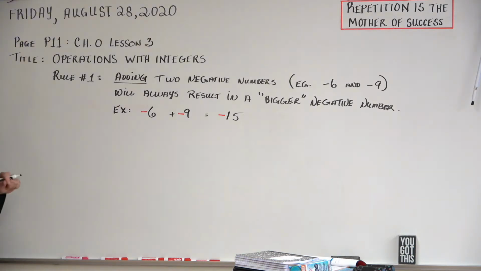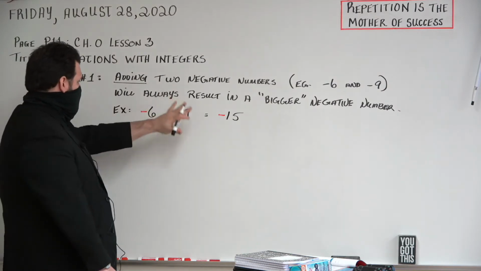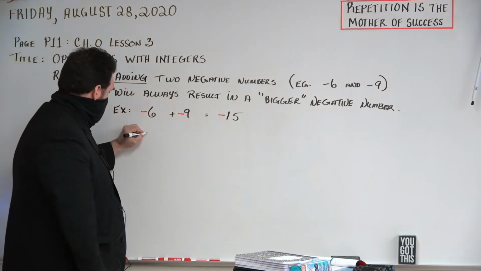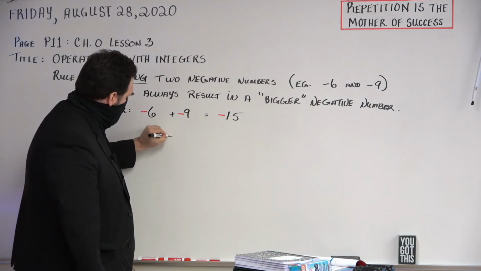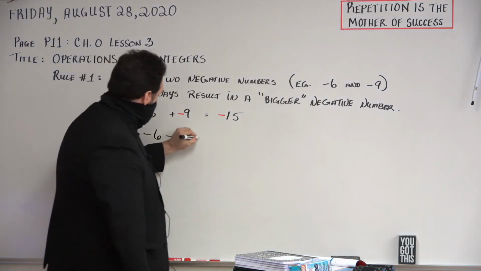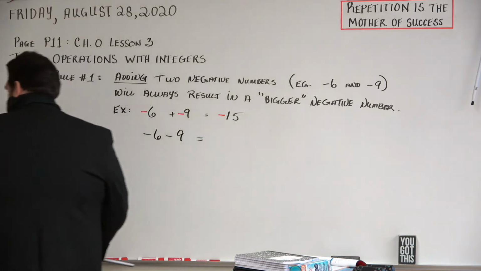This is confusing because often this problem is written like this. Negative 6 minus 9 equals. Okay?